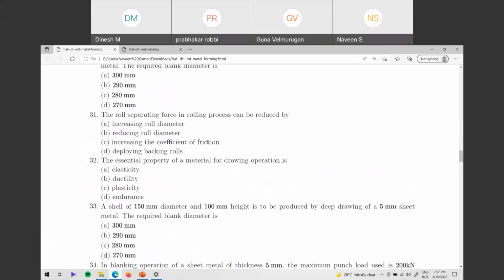Okay, tell me the answer of 31. Roll separating force is nothing but the force with which the rolling is occurring. That is called roll separating force. They are saying the roll separating force will be reduced if you increase the roll diameter, reduce the roll diameter, increase the coefficient of friction, or deploy the backup rolls. If you want to reduce the roll separating force, what do you do? Will you increase the radius of the rolls or reduce the diameter of rolls?